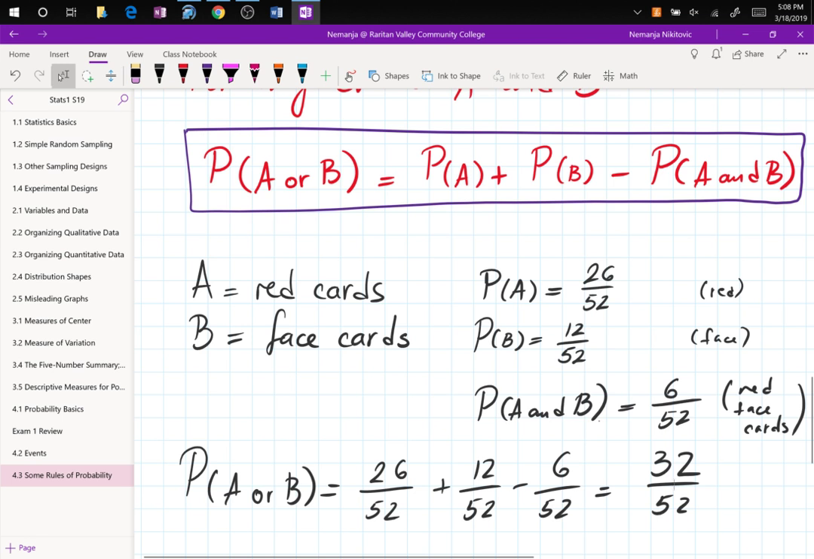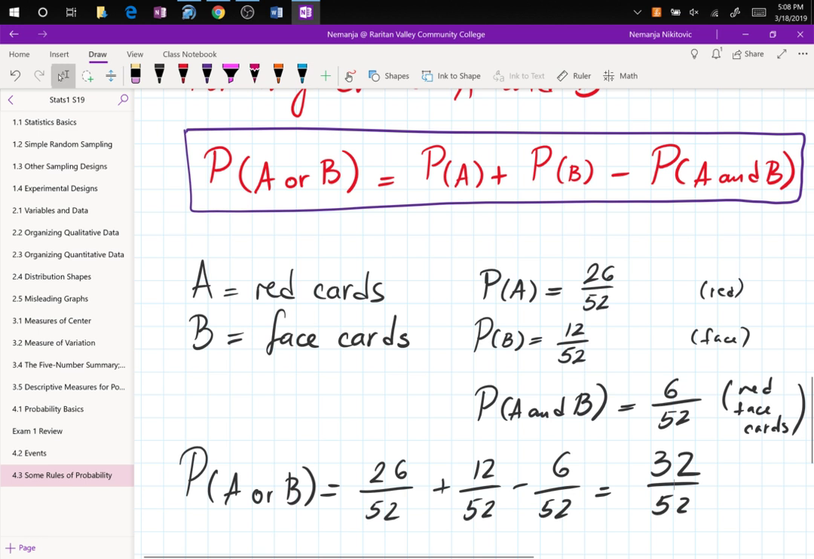Now, I'm going to go and look at the deck one more time. Remember, I'm looking for 32 cards. 1, 2, 3, 4, 13, 14, 15, 16, 17, 18, 26, 27, 28, 29, 30, 31, 32. There they are. So, red or face, exactly 32.